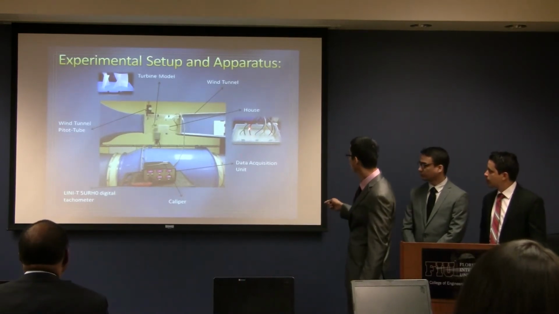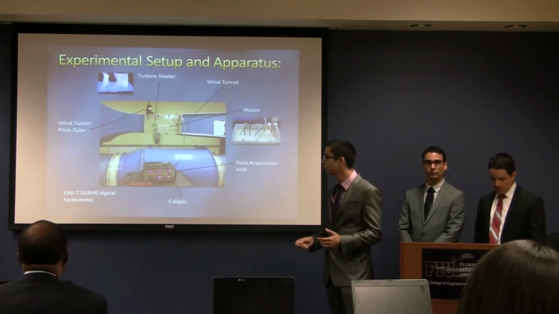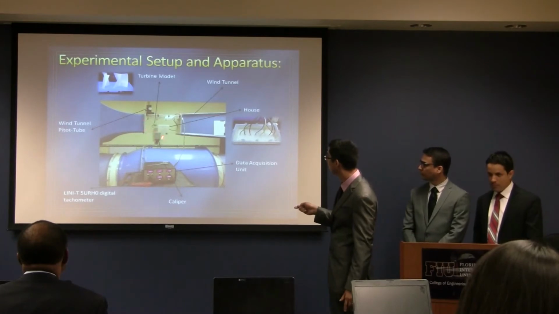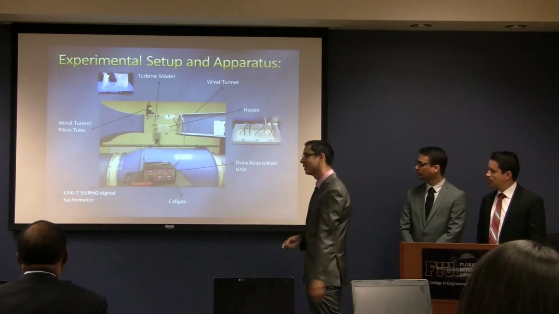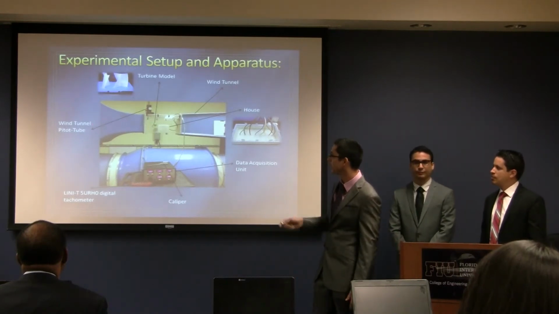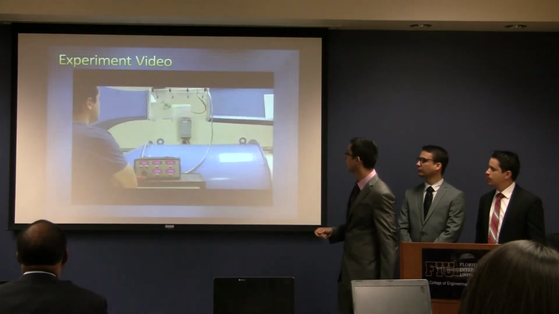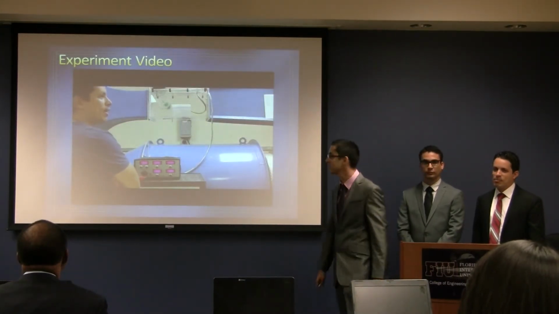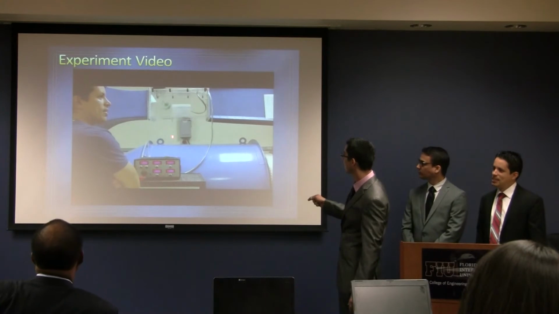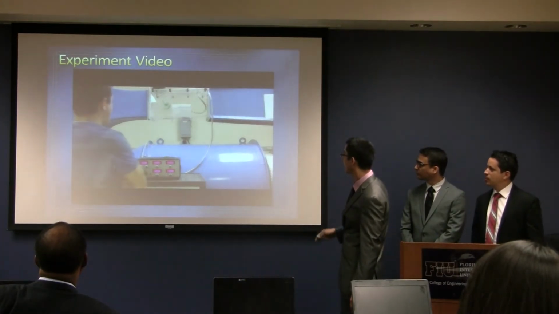From there, those pressure hoses were connected to a data acquisition unit. We used a caliper to properly place the distance between the turbine and the house, and a tachometer to measure angular speed. The pitot tube was just to calculate the wind speed we were dealing with. I want to show you really quick a short video of an experimental test. You see how the turbine starts rotating right there. The house, we are getting the readings from here.